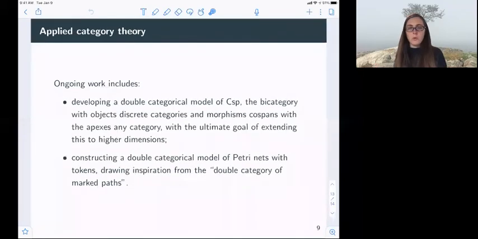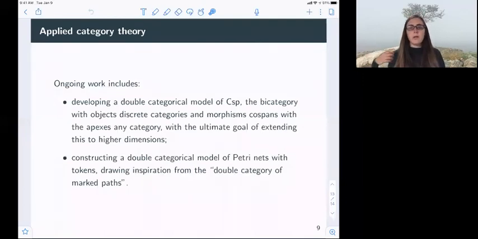So we have two ongoing projects. One is that we're trying to develop a double categorical model of cospan, which is the bicategory with objects discrete categories and morphisms cospans with the apexes any category. So this is a bicategory that shows up frequently in applied category theory, specifically with Petri nets. And the ultimate goal here is to extend this to higher dimensions.